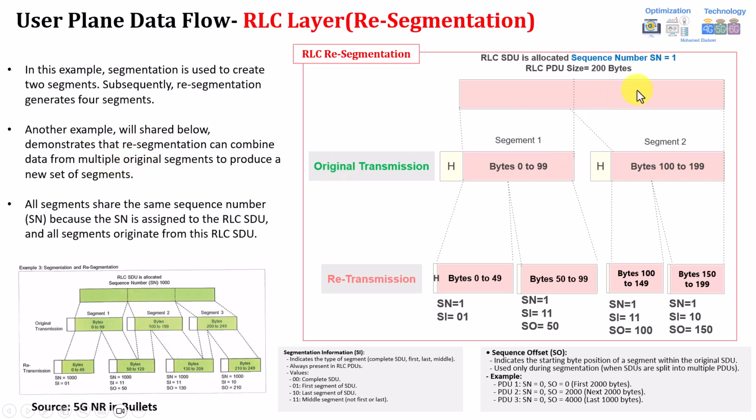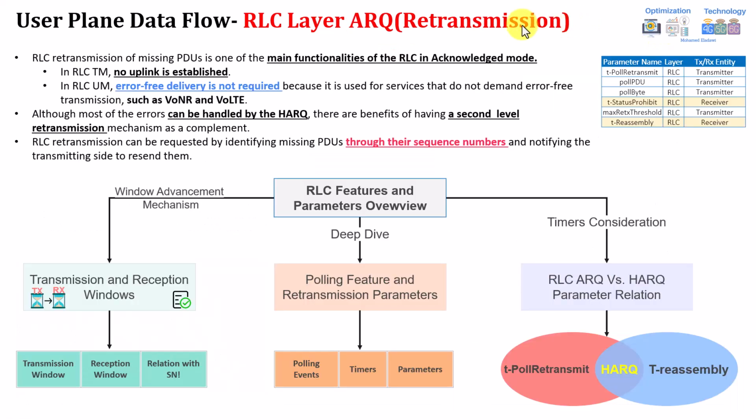So now let's move to the retransmission part, which will have more details. As we highlighted in the very beginning, automatic repeat request, or retransmission in general, is one of the main functionalities of the RLC in acknowledged mode, as highlighted here. We also highlighted that transparent mode doesn't require any retransmission, because there is no link yet established, and in unacknowledged mode, error-free delivery is not required, right? So here we're going to discuss 3 topics.